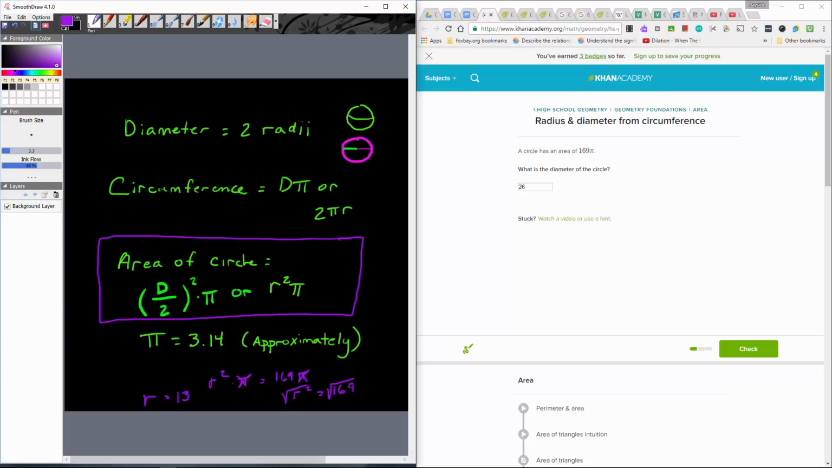But here's the problem. I don't want the radius. I want the diameter. So I have to think about, how does this relate to a diameter? Well, remember, there's 2 of these in one diameter. This is half of a circle. So it would be 13 plus 13, and that's how I got 26.